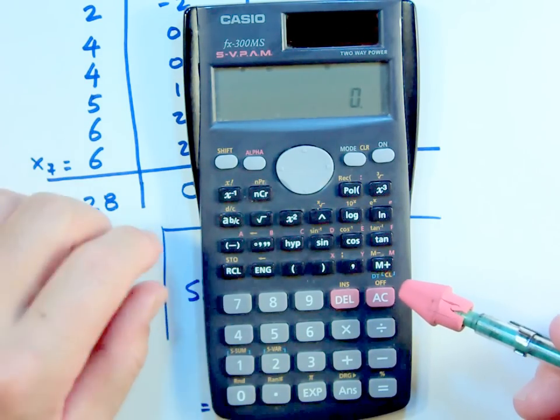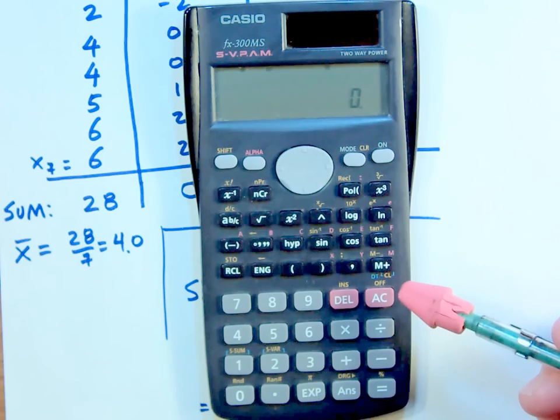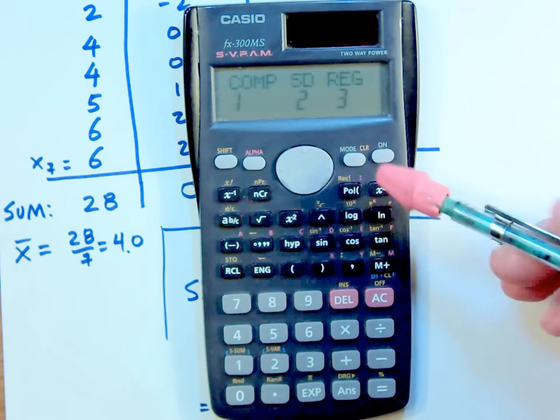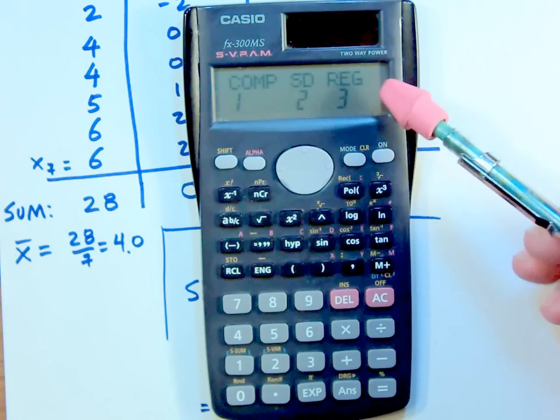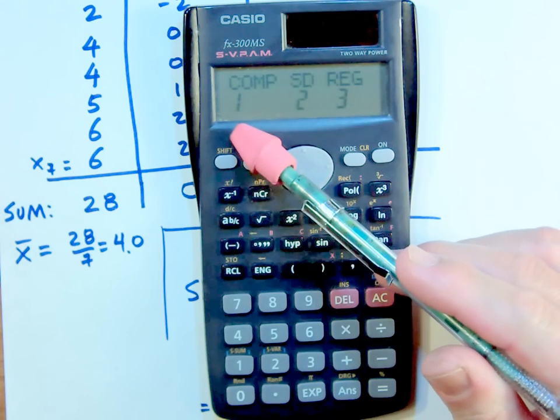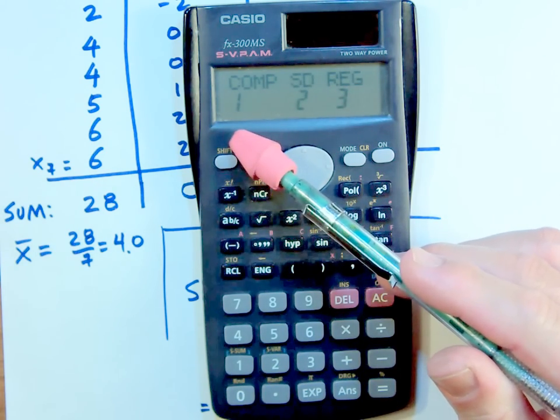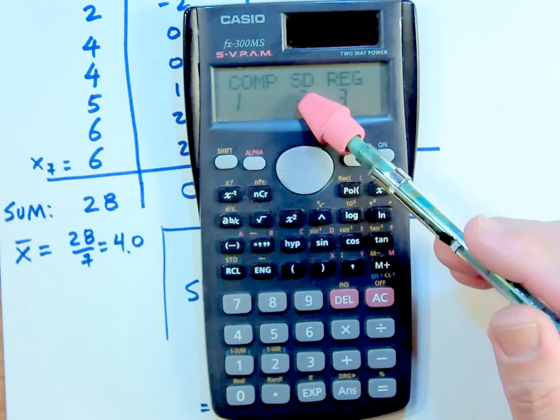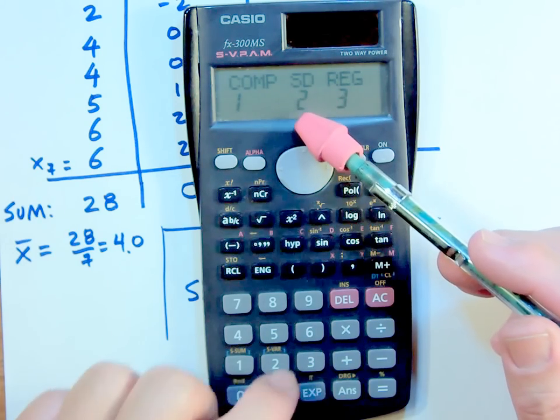What you need to do is go to mode. Here you are given 3 choices. One is a regular computation, and here you don't really see a stat, but the SD is the mode you want to go into, so press 2.